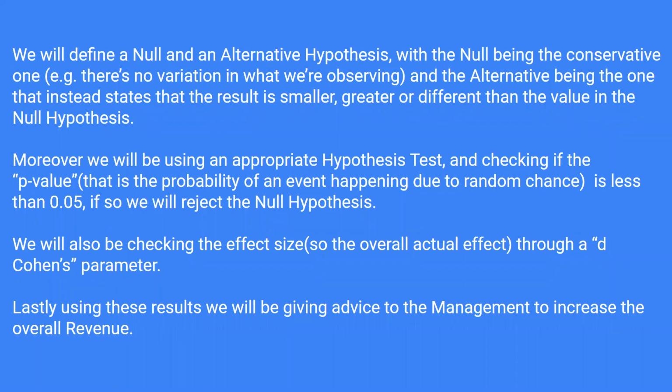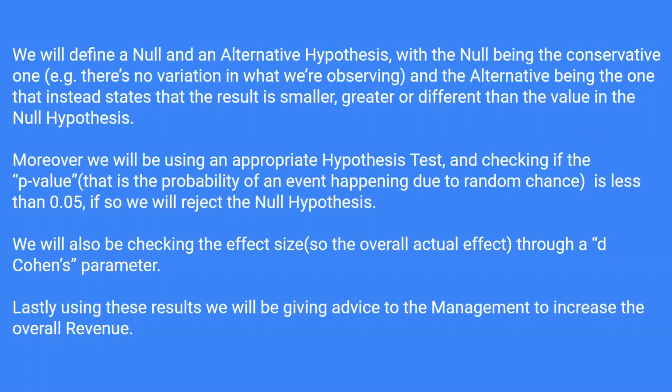We're going to define now some terms: null and alternative hypothesis, with null being the most conservative one, so there's no actual variation between those two groups, and p-value, which is the probability of an event happening due to random chance. We're going to set this p-value to 0.05. So if the p-value that we obtain is less than 0.05, we're going to reject the null hypothesis and accept the alternative one.